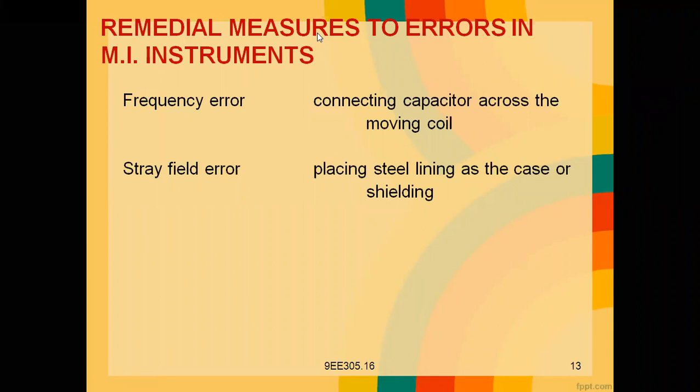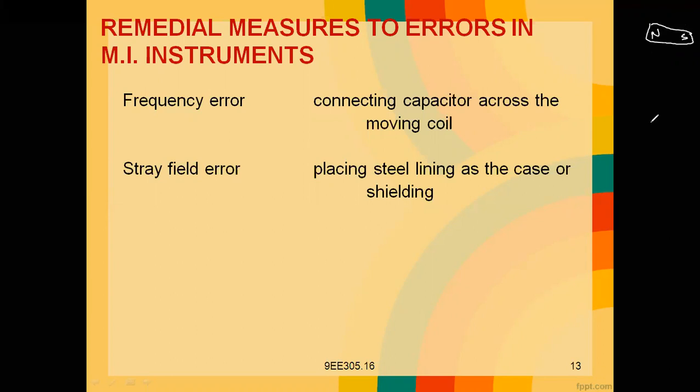Stray field errors. So stray field means external field. So if we had a situation where we use our MI instrument in an external field, here you have a source of external field, this side north and this side south. It may be any other instrument, maybe a motor, maybe a generator, where we have a strong magnetic field.